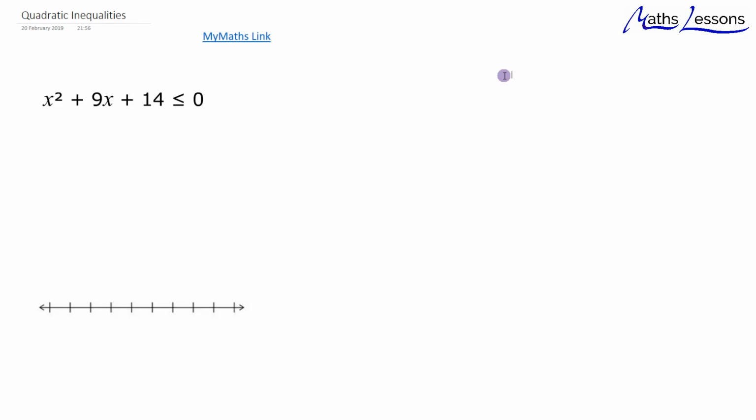Right, welcome to the level 8 section. So you can see we're just starting off where we left off with level 6 and 7. We have a quadratic inequality for you to have a go and solve. So 2 minutes, let's see how you do.